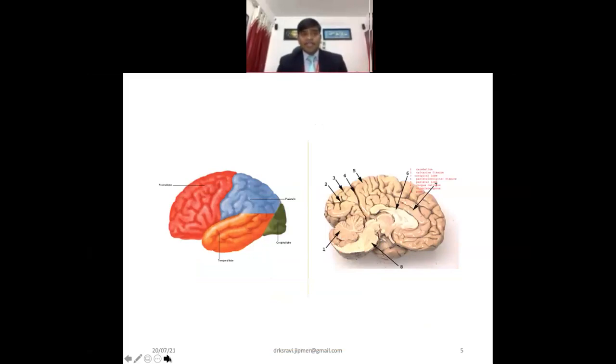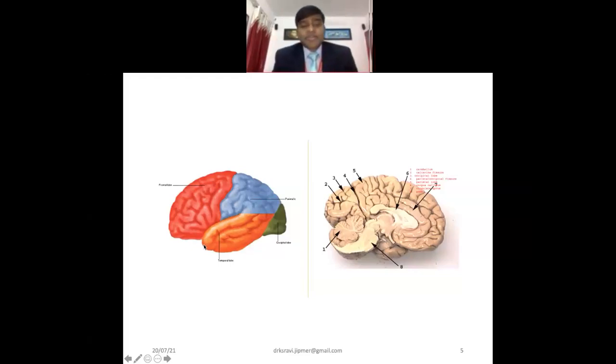Now, when we see this slide over here, this is a picture of the cerebral hemisphere. When we talk about the cerebrum, the cerebrum has three poles. This is the frontal pole over here, and posteriorly we have the occipital pole. So I said there are three poles in the cerebrum. We have the frontal pole, which is anterior, the occipital pole, which is posterior, and then inferiorly, if you can appreciate over here, this is the temporal pole.